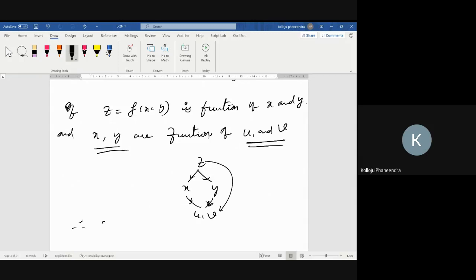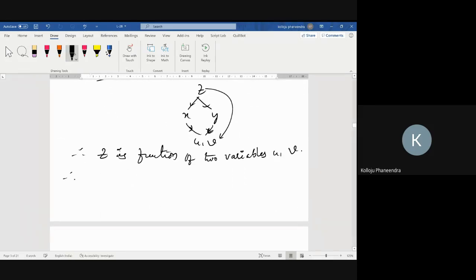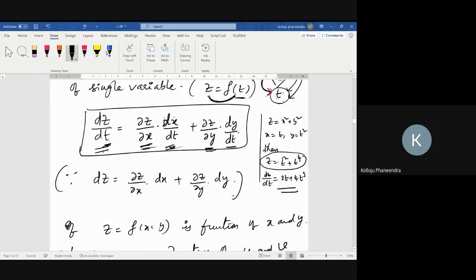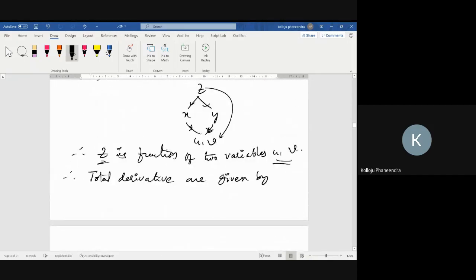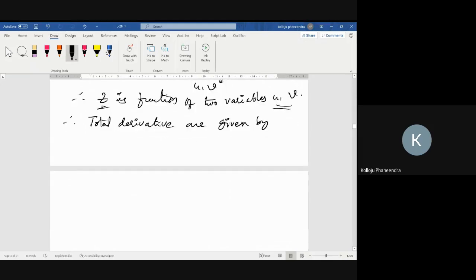Therefore, z is a function of two variables, not a single variable. Z is a function of two variables u, v. Therefore, there are total derivatives. Previously there was only one total derivative, because z was a function of t only. Now z is a function of u and v, therefore there are two total derivatives. What are those? Z is now a function of u and v, a function of more than one variable.